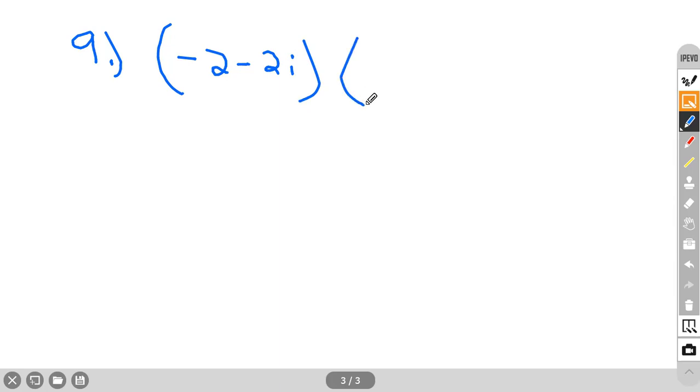Okay, on number 9. Number 9 says I got negative 2 minus 2i, and I'm going to multiply that times negative 8 plus 3i. To multiply these together, you've got two binomials you're multiplying together, so you're going to use FOIL first.